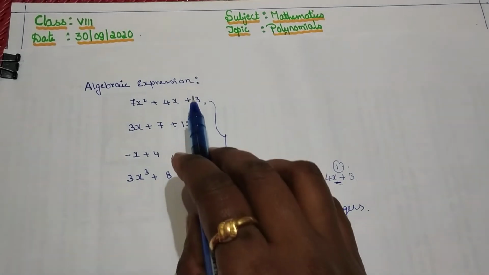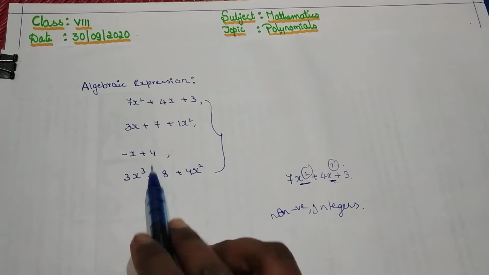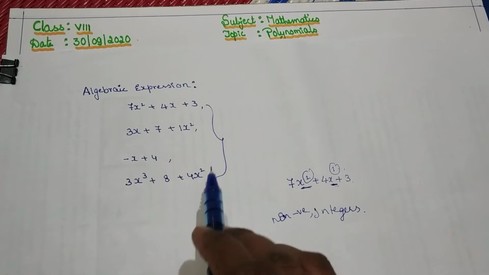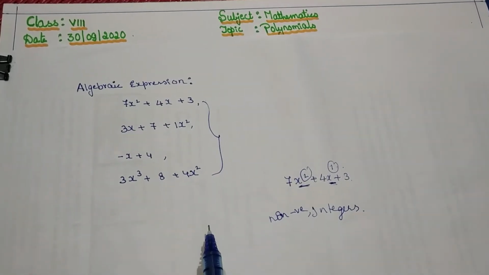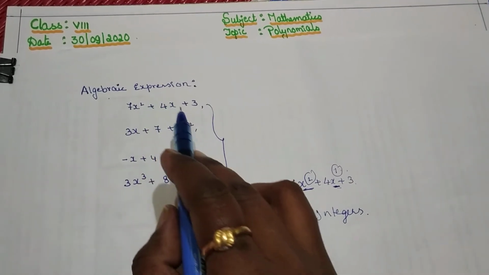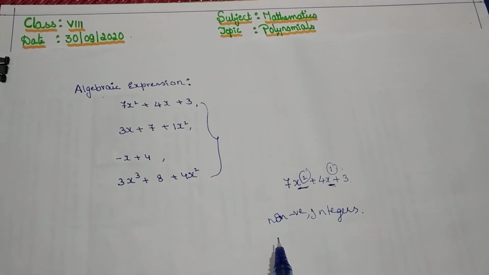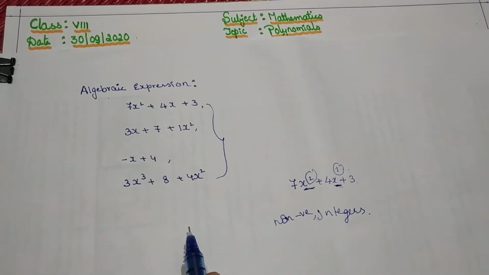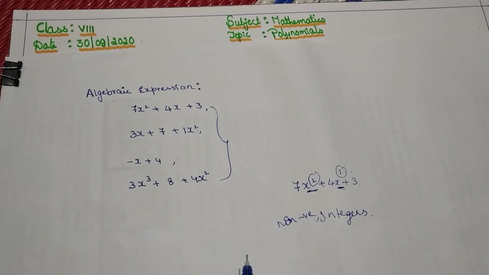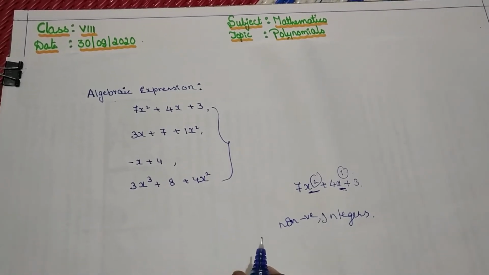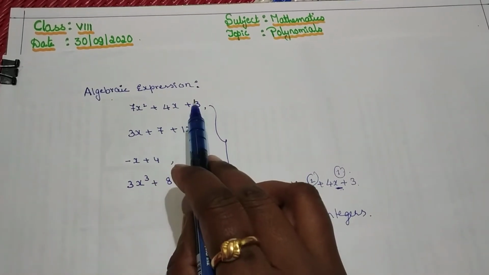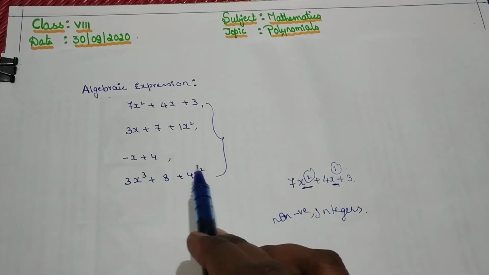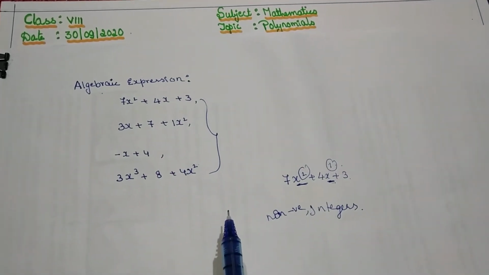Since these polynomials consist of only one variable, these examples are said to be polynomials in one variable. So it is an algebraic expression and also a polynomial in one variable, because these examples satisfy the definition of polynomial. Let me recall the definition of polynomial: an algebraic expression in which the exponents of the variable are non-negative integers is called a polynomial.